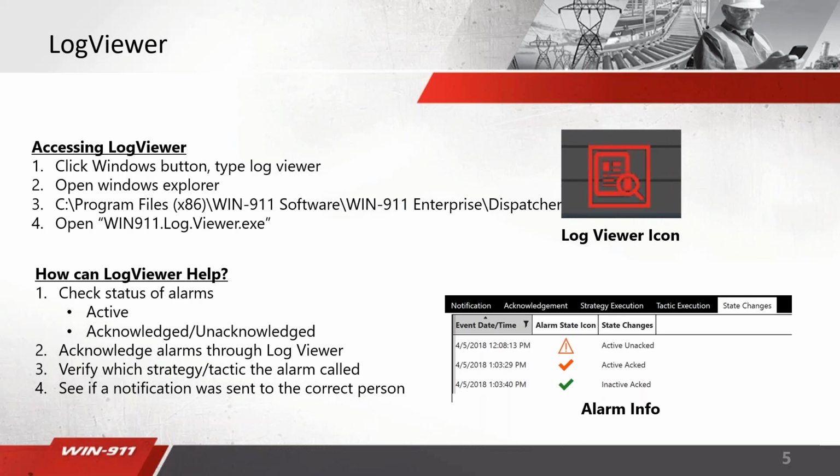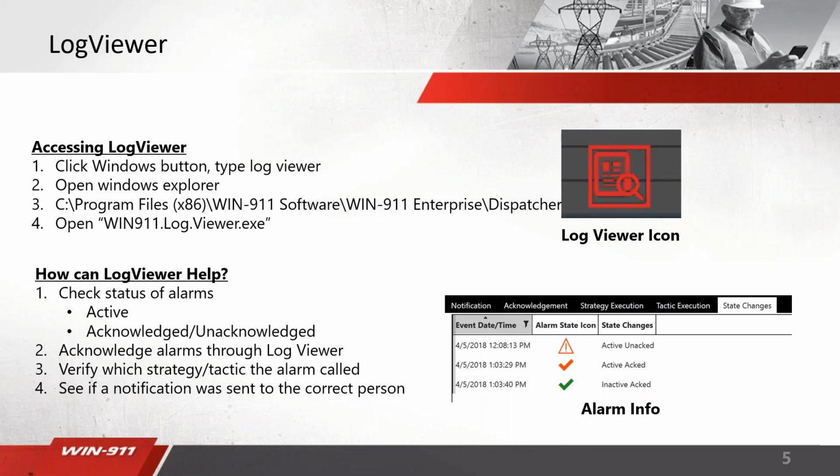So to access the log viewer, you just click on your Windows button, type log viewer. If your machine doesn't have indexing or can't search or whatever issue might be there on your machine, you can just open your Windows Explorer, go to the Win911 install directory, which is C, Program Files (x86), Win911 Software, into the Enterprise and Dispatcher folder. And there you'll see the log viewer executable. You can just run it from there, make a shortcut if you want to on your taskbar, your desktop, whatever you want to do there.